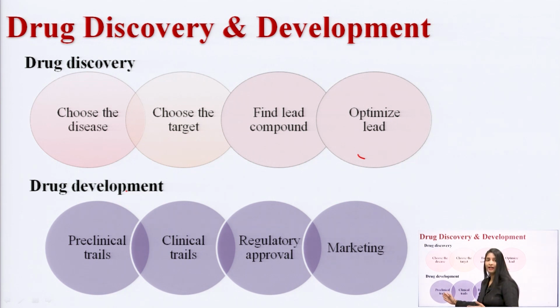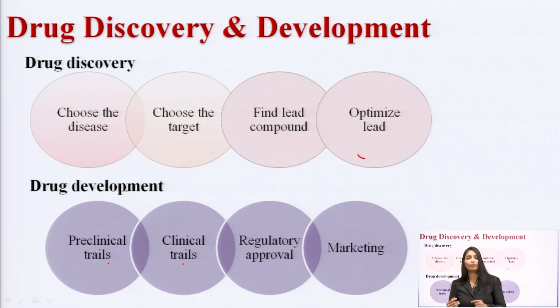So, after preclinical trials we go with the clinical trials, and before the drug goes to the clinical trials, you need the approval from the regulatory authorities, which I will discuss in the coming slides. First the preclinical trials, second the clinical trials, and after that you need the regulatory approvals, and finally the drug will be marketed. This is the simplified form by which you can very easily understand drug discovery and drug development.